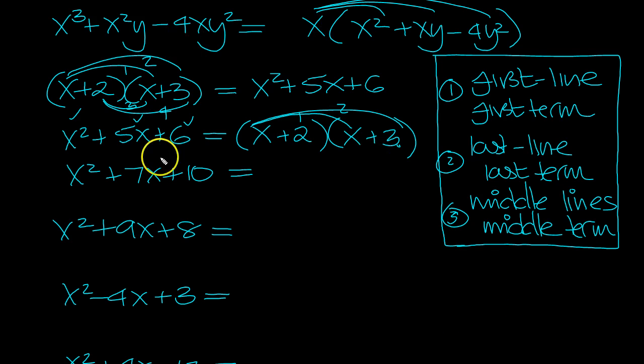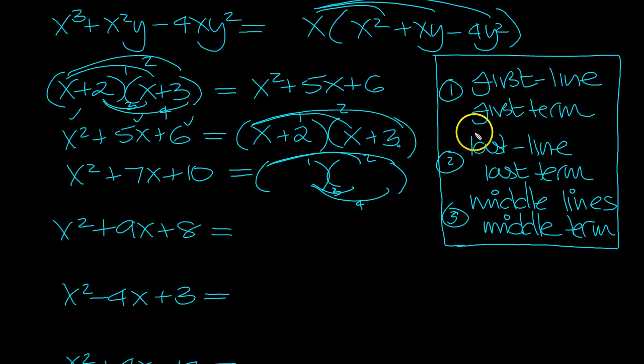So x squared plus 7x plus 10, pair brackets. 4 lines, 2 for the first, 2 for the second, lines 1, lines 2, lines 3, and lines 4. So what times what for line 1? First line, first term. Here's the first term. What times what gives x squared is x and x. Second piece, last line, last term. So this times this gives 10. So what times what gives 10?